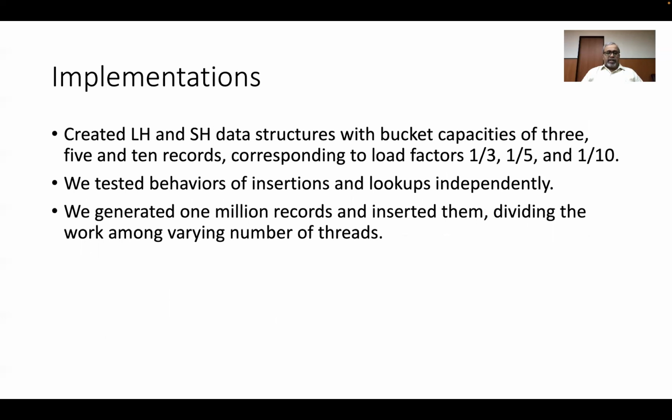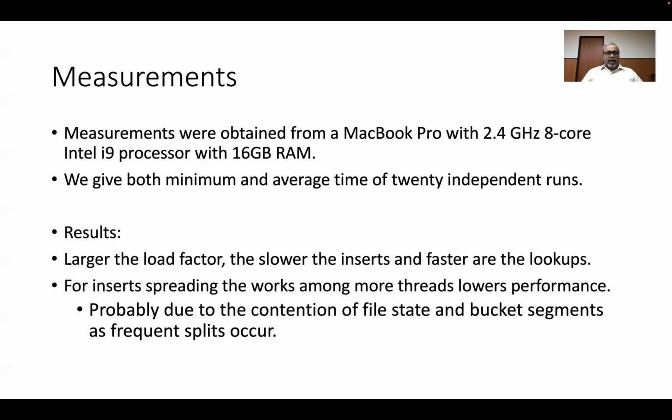We created linear hashing and spiral hashing data structures with bucket capacities of 3, 5, and 10 records. We tested behaviors of insertions and lookups independently. We generated 1 million records and inserted them, dividing the work among a varying number of threads. Our measurements were obtained from a MacBook Pro with a 2.4 GHz 8-core Intel i9 processor with 16 GB RAM. We give both the minimum and the average time of 20 independent runs.